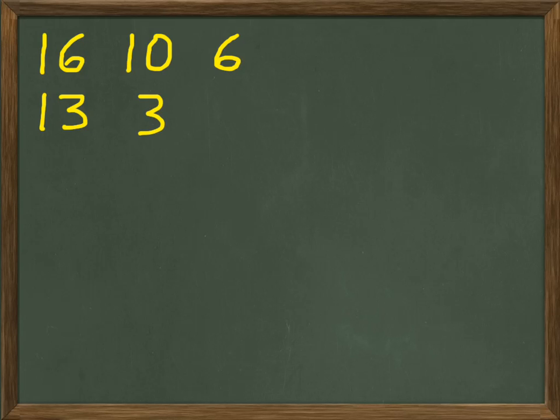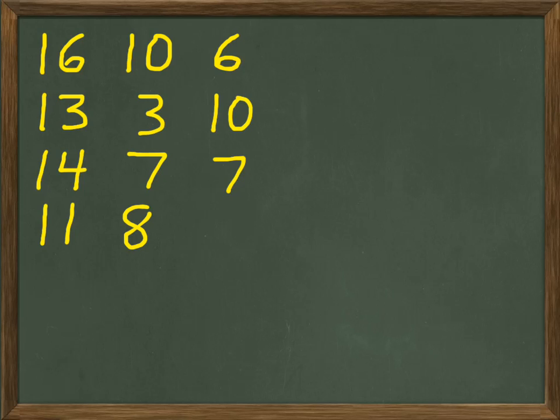Let's try 16 less 10. 16 less 10 is going to be what? I think that's going to be 6. Don't you? Yeah, okay. How about 13 less 3? 13 less 3 leaves 10. Alright. How about 14 less 7? 14 less 7 leaves 7 again. 7 and 7 make 14. How about 11 less 8? 11 less 8 leaves, I think that's 3, don't you? Yep, that's 3. How about 7 less 4? 7 less 4 leaves 3 also.